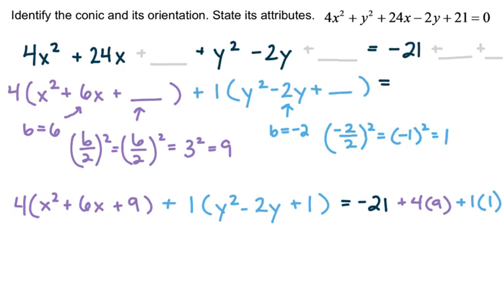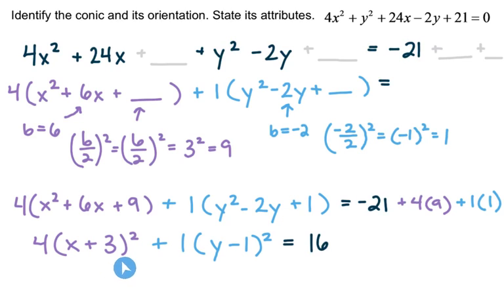And what this looks like, I end up with 4 times x squared plus 6x plus 9 plus 1, y squared minus 2y plus 1 equals negative 21 plus 36 plus 1. Now, both of these in parentheses, both these trinomials, they should factor. This is going to be x plus 3 quantity squared, and the second one is going to be y minus 1 quantity squared. And the value that goes into our binomial, which we square, is always the number before we squared it in our completing the square form.